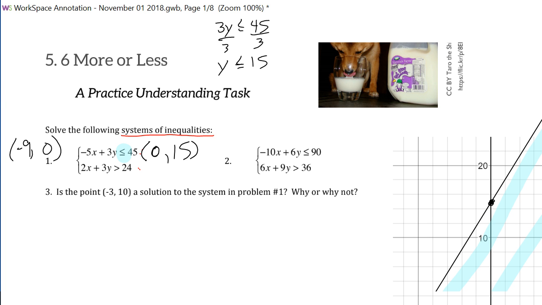Now let's put a 0 in the bottom one. You get 0 plus 3y is greater than 24. Divide by 3 and you get 8. So you know that 0, 8 is a point. Put in a 0 for y and you get a 12. So 12, 0.